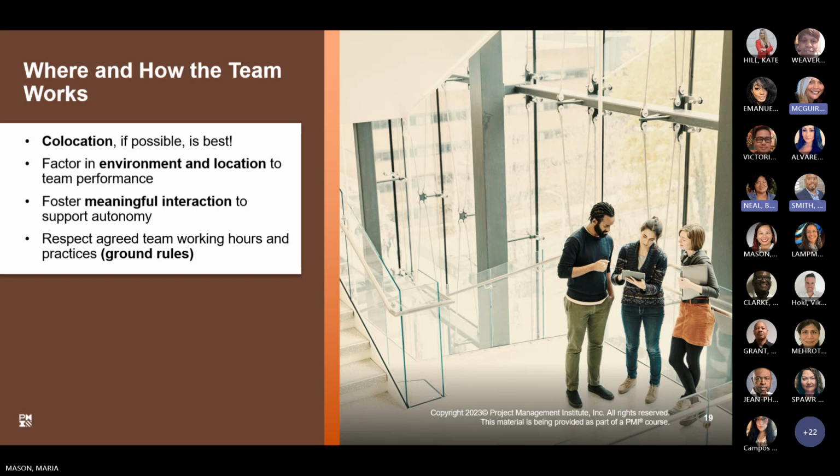Foster meaningful interactions to support autonomy, so the team feels like they're empowered to share, to make suggestions, to identify issues and problems, and not be afraid to bring those to the table and be transparent. And you want to foster respect and agreed upon team working hours and practices, and that's often called ground rules.